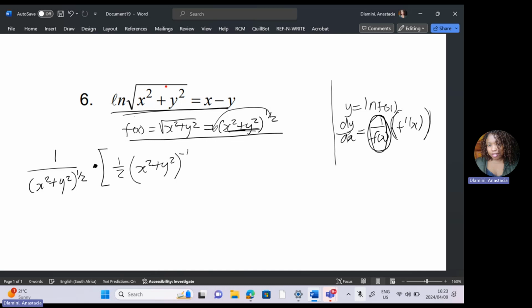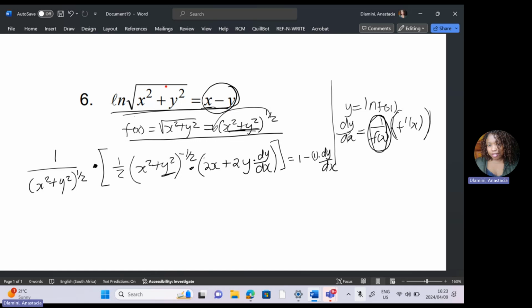So basically we're using the chain rule, right? Times the derivative of, put in brackets as well, x squared plus y squared. That is times the derivative of x squared, which is 2x, plus the derivative of y squared, which is 2y. But because we differentiated y, we need to multiply by dy over dx. Remember, y is a function of x. So this is the left-hand side. This is equal to, now let's differentiate the right-hand side. The derivative of x is 1. The derivative of y is also 1, but because y is a function of x, we multiply by dy over dx.